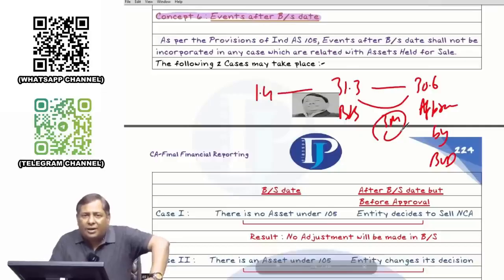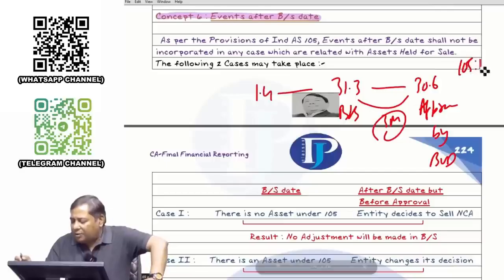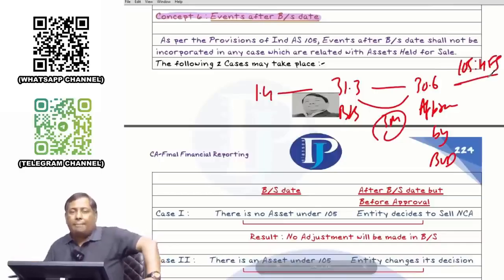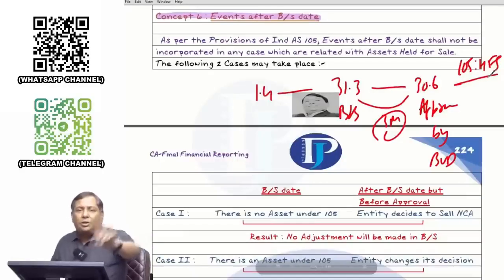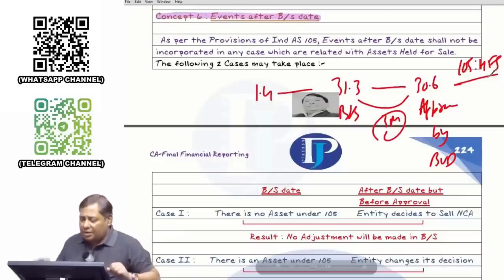So Ind AS 105 clearly says that no matter what happens, whatever the case may be, students, you will always consider HFS of 105 as non-adjusting. Is that okay? Whatever situation you are given, don't accept adjusting the event. So students, here two events are given.